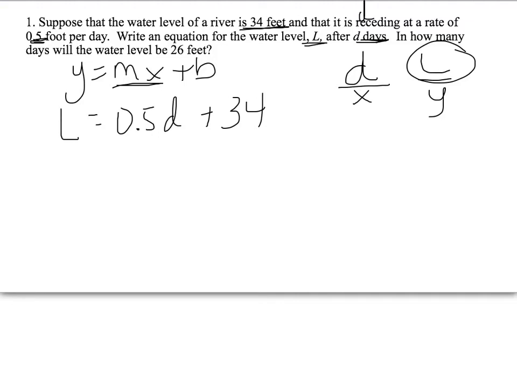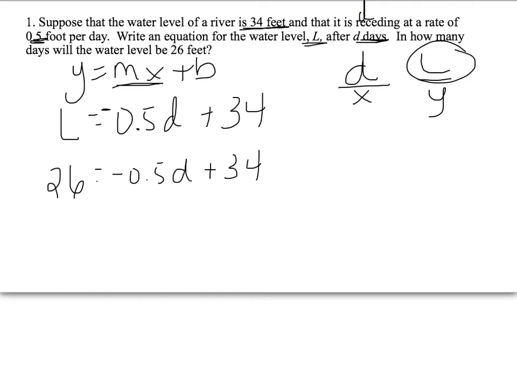Okay, so we wrote the equation and then we want to know in how many days will the water level be 26 feet. Okay, so substituting in for the water level, I'm going to put 26 feet is equal, and I'm sorry you guys, right here this should be negative 0.5 because it's descending, it's going down. So it's going down 0.5 feet per day. So then I have negative 0.5 times D plus 34.